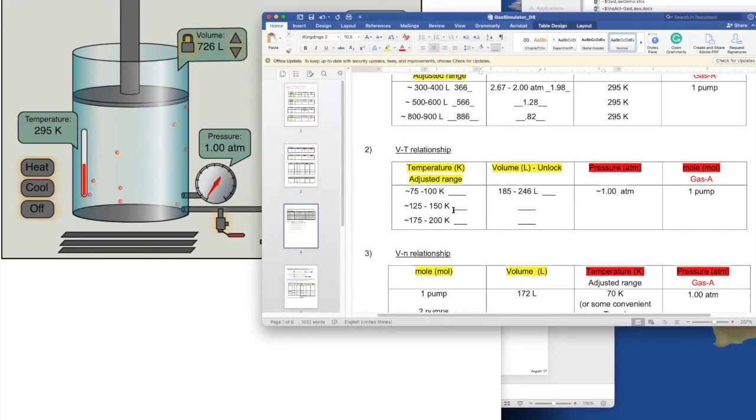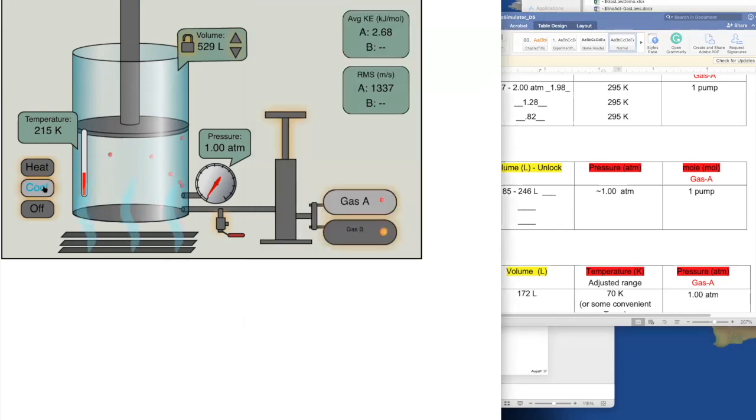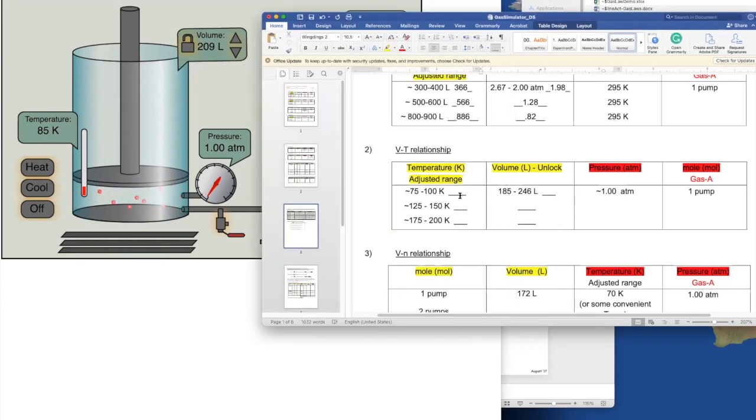And now we're going to look at the temperature, 75 to 100. So I'm going to convert this temperature to 75, okay, to 100. Oops. You got to learn how to double click. Okay, so 85 is fine. So I'm going to put 85 right here. And what is the volume? The volume in this particular case is 209.